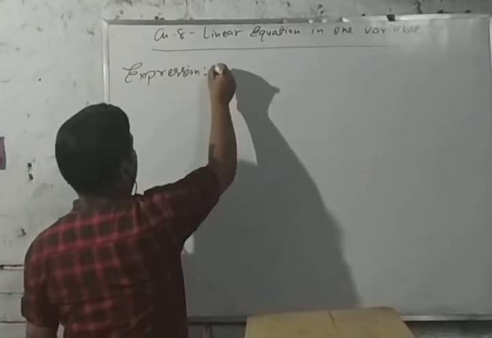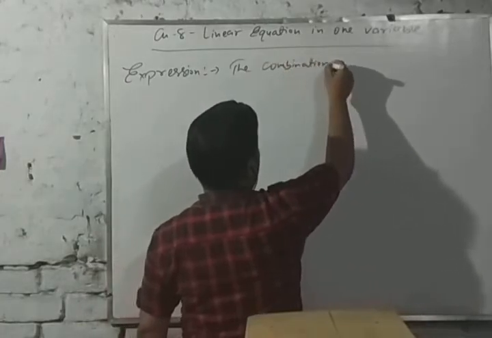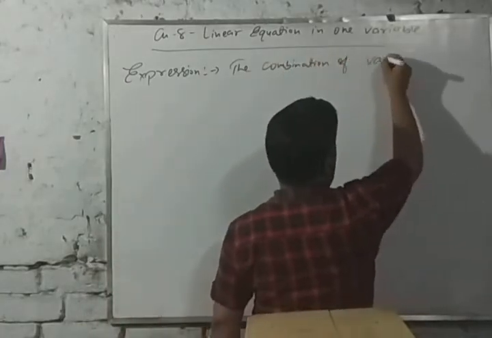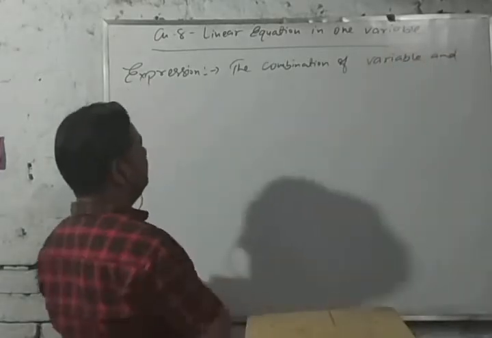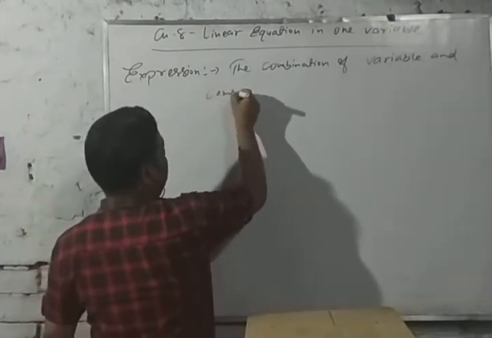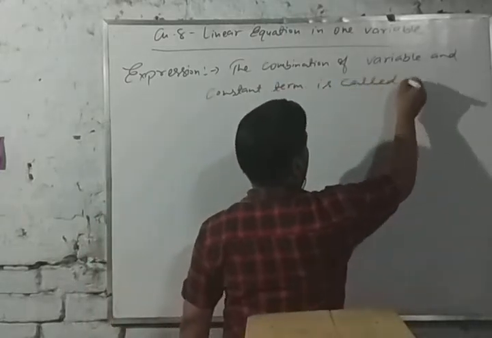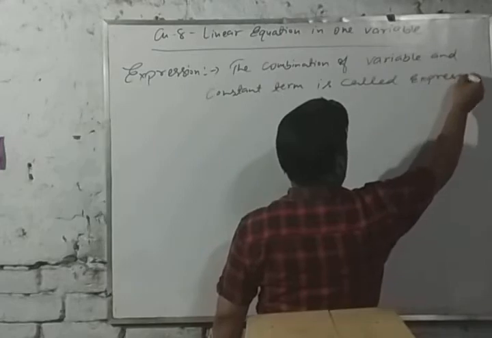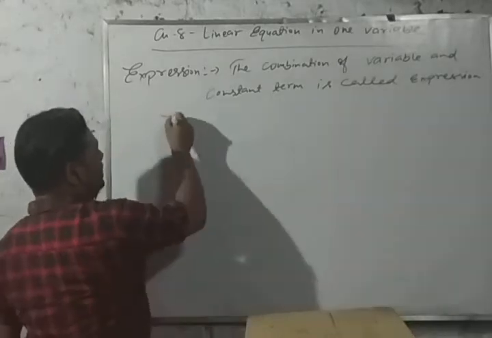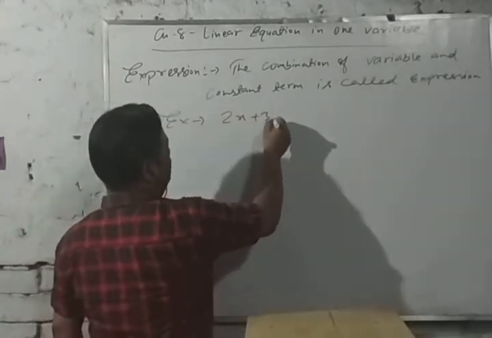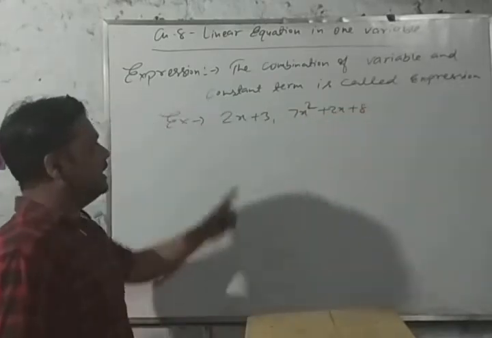What is expression? That is the combination of variable and constant term is called expression. Okay, this is the definition of expression. For example, 2x plus 3, 7x square plus 2x plus 8. These are the examples of expression.